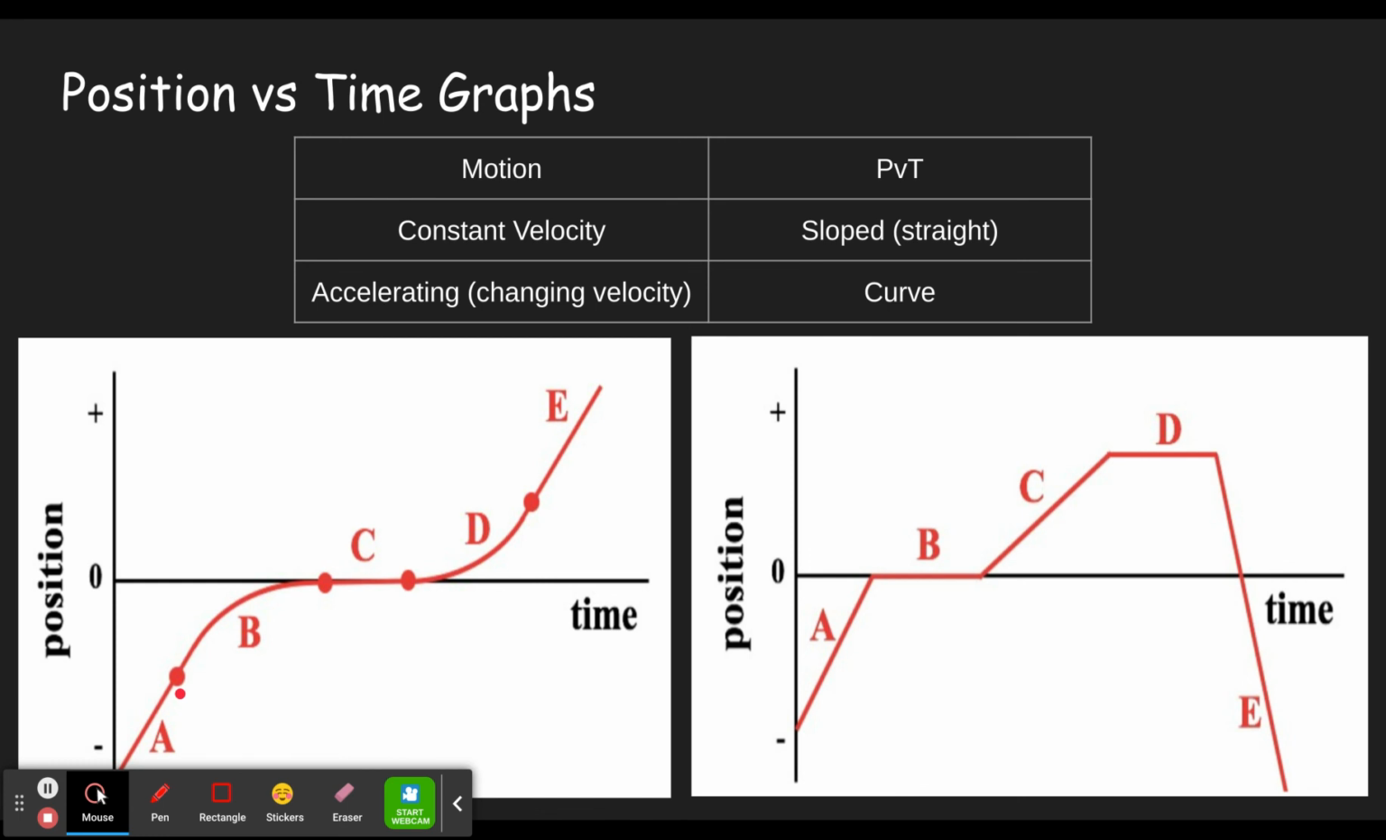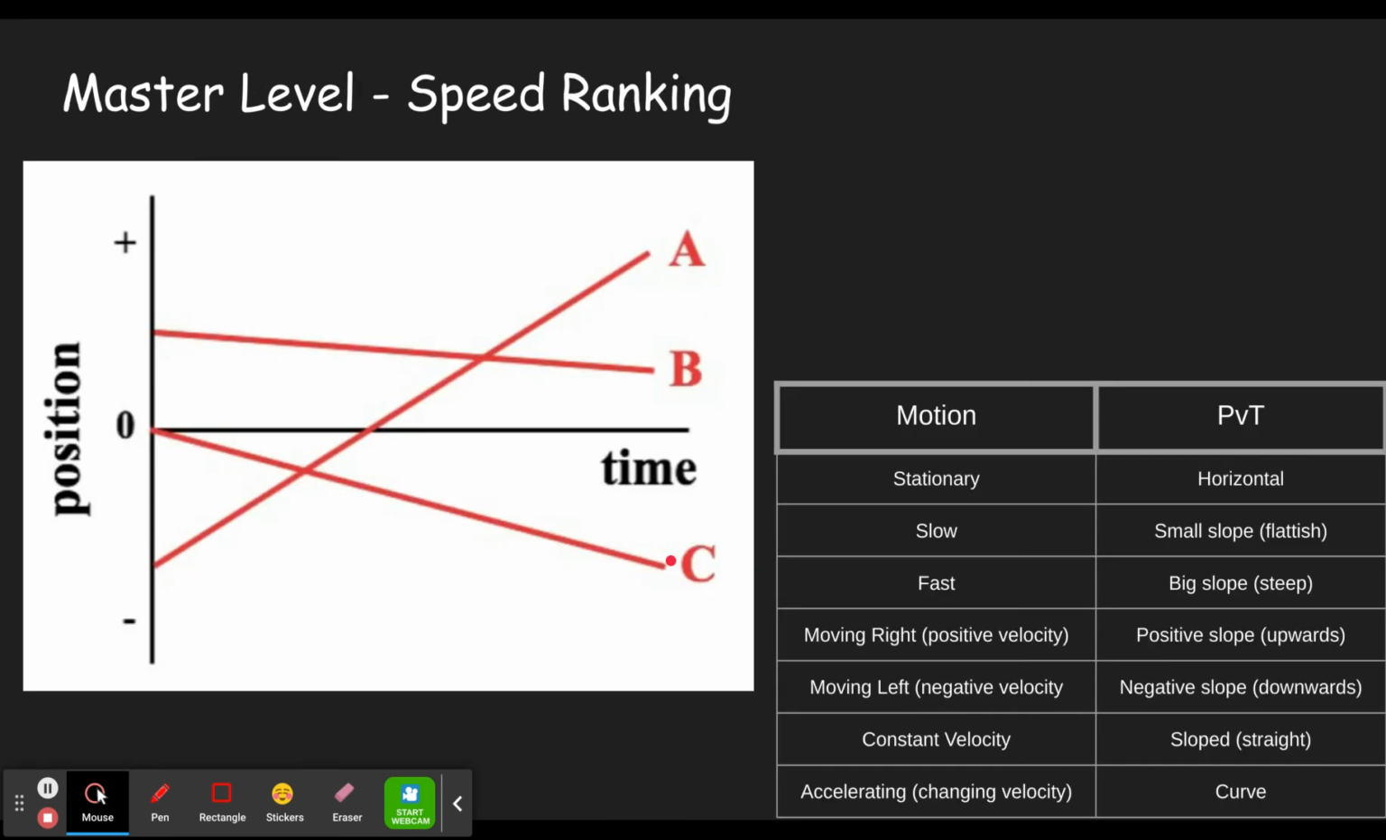All right, so that is the apprentice level. You should be good to go with that. Here is the master level. In this one, you have to do speed ranking. So just remember, this is the key, slowest and fastest. Small slope would be flattish, so the slowest would have the smallest slope. The fast ones would have the biggest slope. So you just have to look at them.